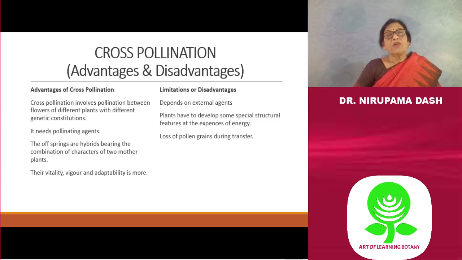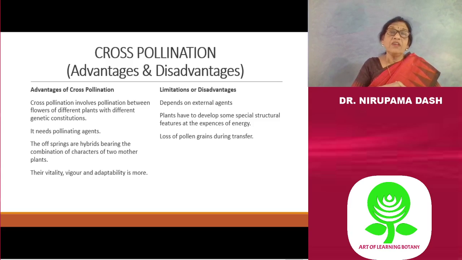Although it has so many plus points, it has some demerits also. As this process depends on external factors, the absence of such factors brings failure. Here it also requires a larger amount of pollen grains, because there is a chance of loss of pollen grains as they have to travel a great distance.